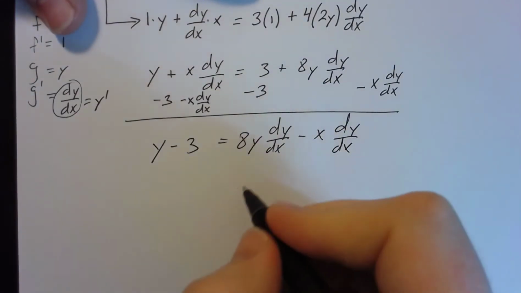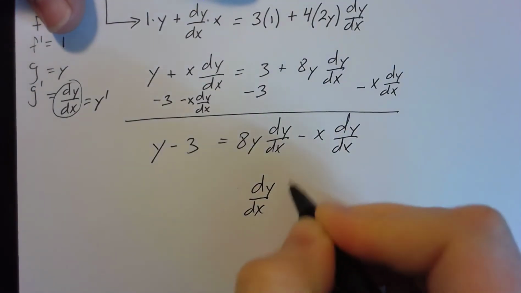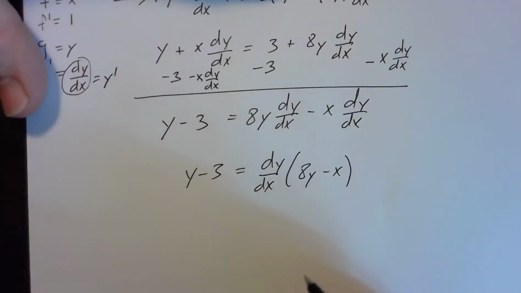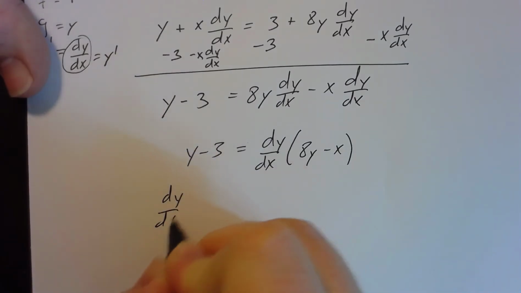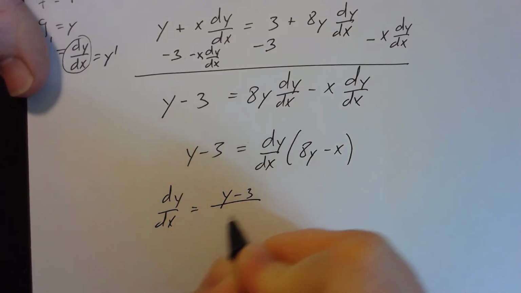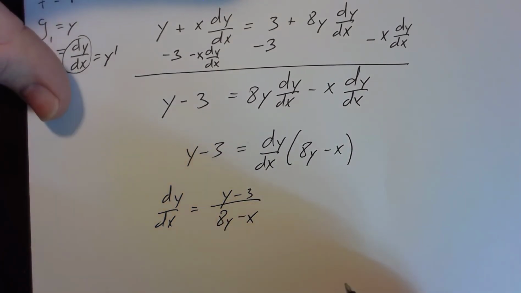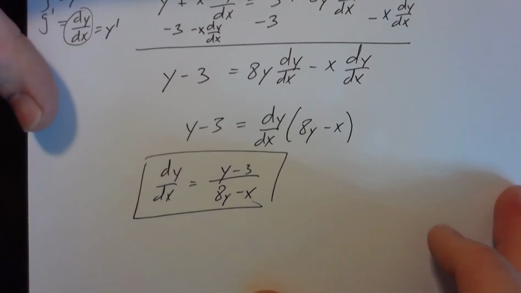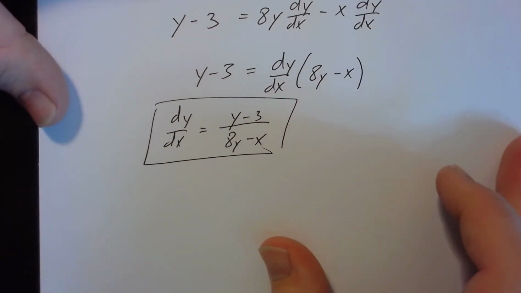Okay, next I'm going to go ahead and factor out dy dx. End up with 8y minus x equals y minus 3. And finally, in the end, I can get dy dx is equal to y minus 3 divided by 8y minus x. This covers using implicit differentiation.